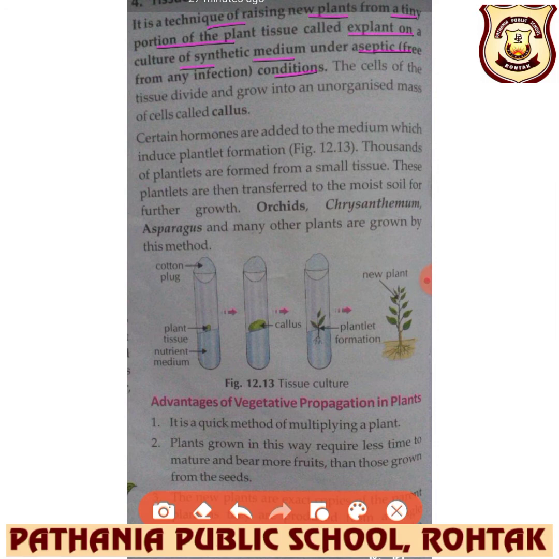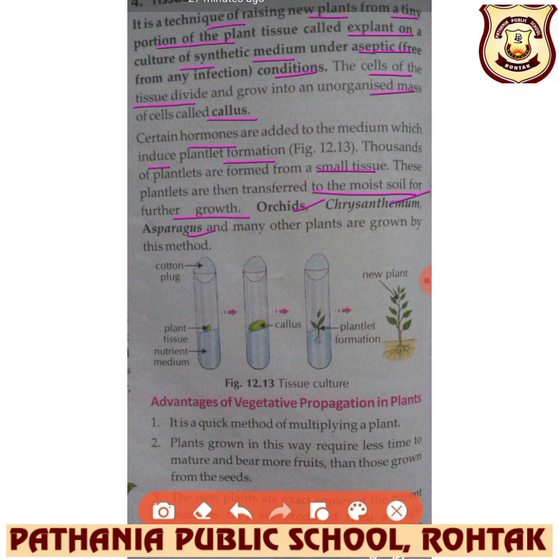In this case, the cells of the tissue divide and grow into an unorganized mass of cells called callus. Certain hormones are added to the medium, which induce plantlet formation, and thousands of plantlets are formed from its small tissue. These plantlets are then transferred to the moist soil for further growth. Right? Examples can be orchids, asparagus, chrysanthemum; these are some plants that can be grown by this method.